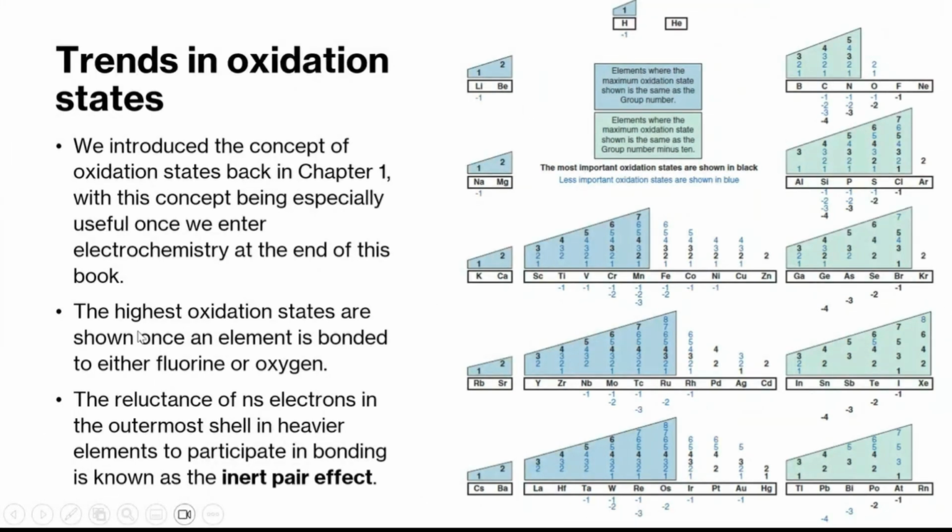So right here is an extremely massive table of every single oxidation state that an element can have. The most important oxidation states are highlighted in black, and the lesser important ones are in blue.